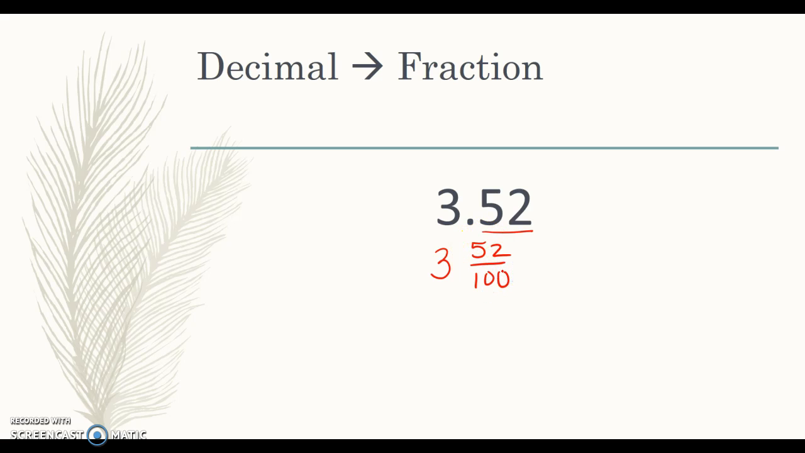So at this point, we either finished our problem or we need to see if we can simplify. So 52 hundredths can actually be simplified. We can divide these at least by 2. We can try that first. So 52 divided by 2 is going to give us 26 over 50. Again, that can actually be simplified by 2 again. And we've got 13 over 25. That can't be simplified any farther. So our final answer is 3 and 13/25.